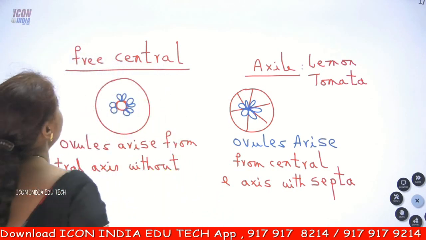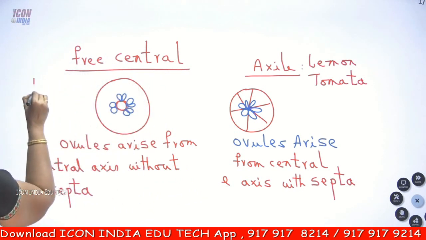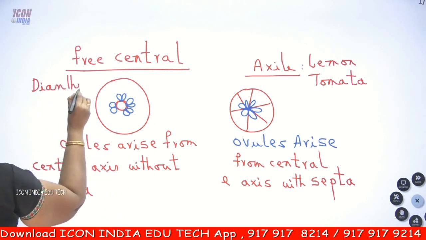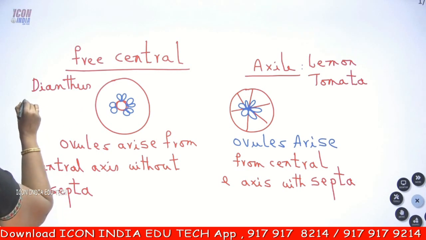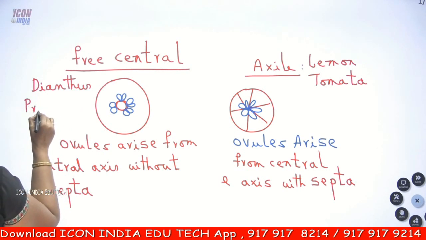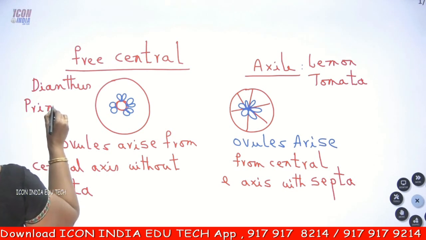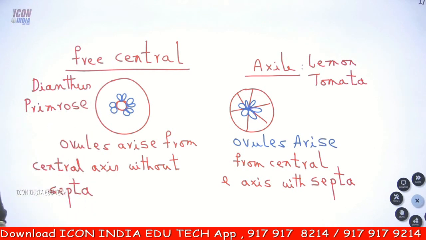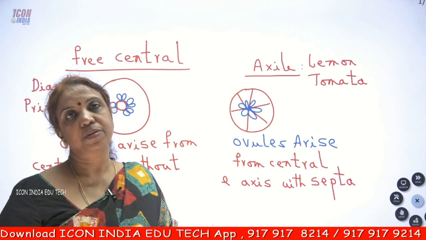The examples for precentral are dianthus and primrose. Okay, so these are the examples.